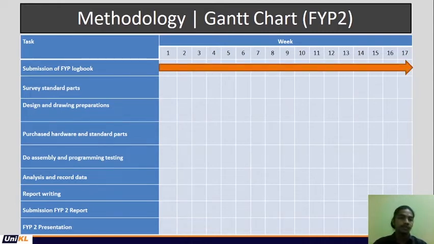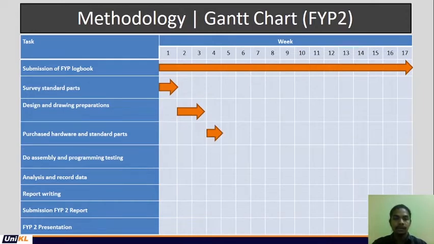So we survey standard part for this project on week 1, and design and drawing preparation on week 2 until week 3, so within 2 weeks. So we purchase hardware and standard part on week 4.